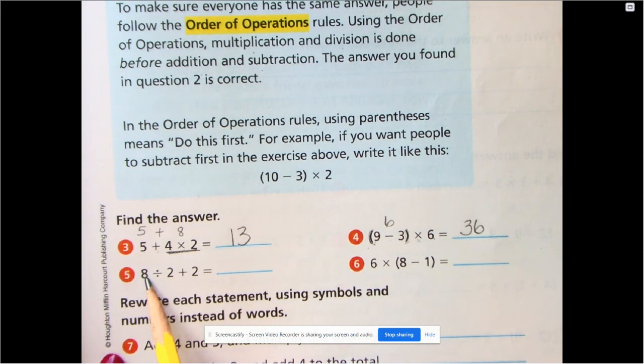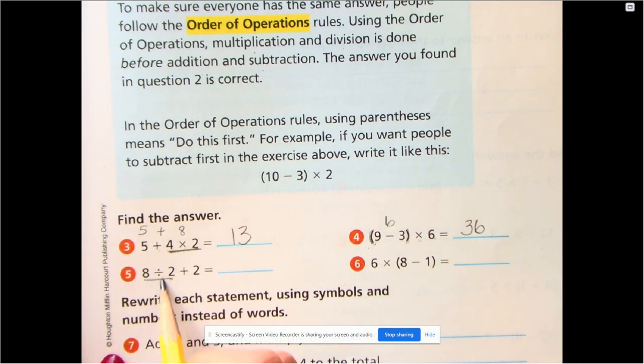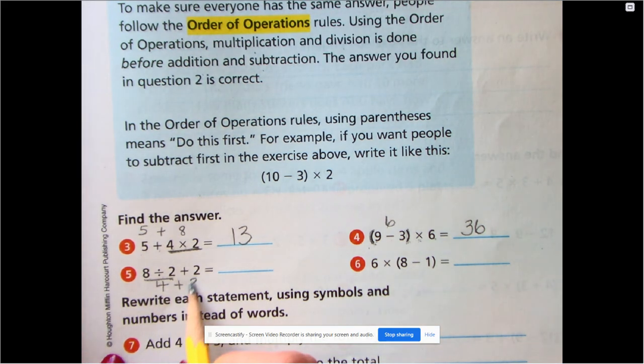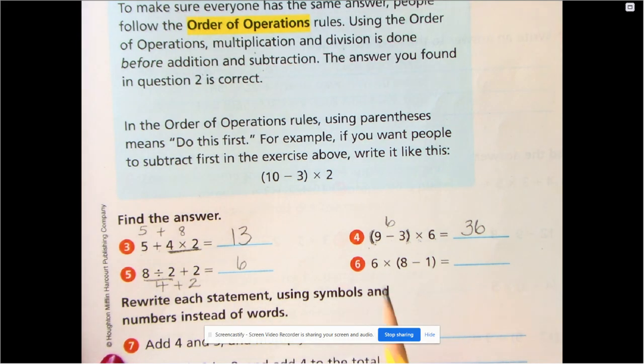How about 8 divided by 2 plus 2? Remember, you multiply or divide first. So I'm going to divide 8 into 2 parts. That would be half of that. 4 plus 2 more is going to get me 6. Okay, you try number 6 on your own.